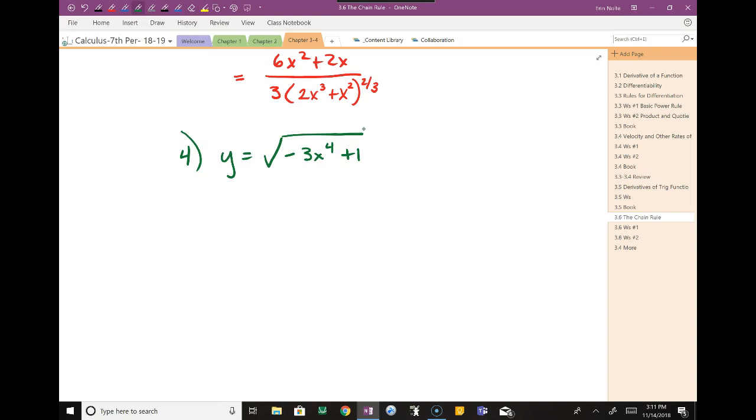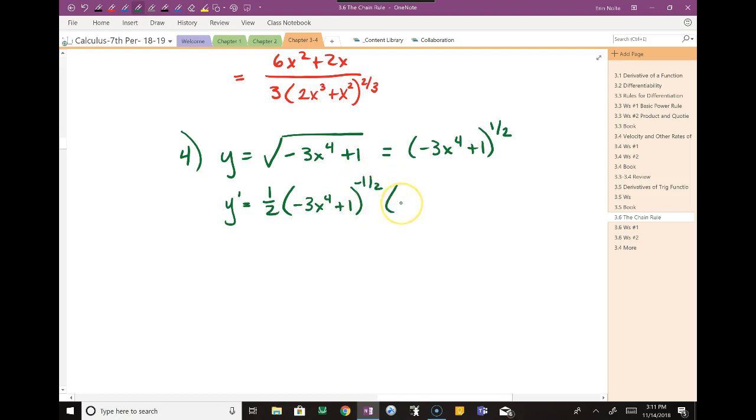So, rewrite this in exponential form. So, what is my new exponent? So, negative 3x to the 4th plus 1 to the 1/2 power. Okay, so now we're going to differentiate it. So, is it going to end up out front? 1/2. So we get 1/2 times our stuff to the negative 1/2 times the derivative of my inside stuff.